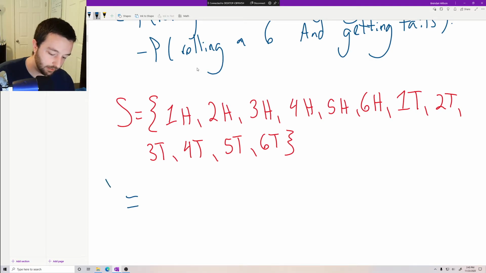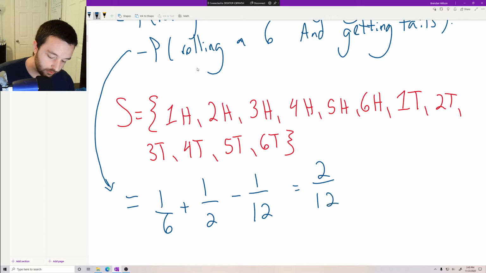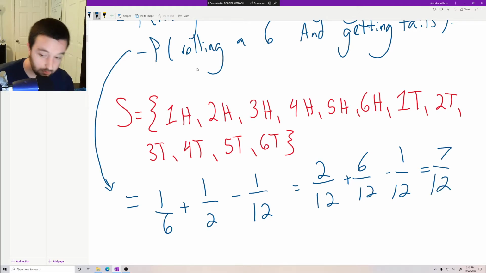Just going from this line down here, we would have the probability of rolling a 6 is 1/6 plus the probability of tails is 1/2 minus the probability of both of them, 1/12. Okay. And then you'll need your fraction rules for this one. So you should get 7/12, or you can just use decimals. That's fine too. This would be about 0.583.